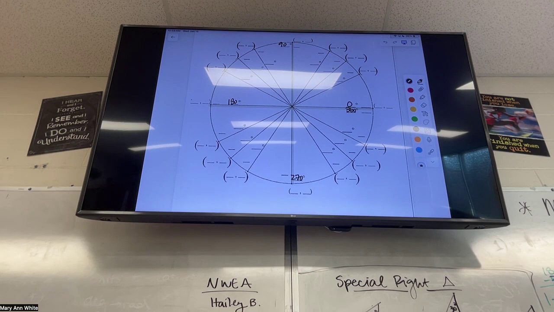Okay, what did we do next? What's another thing that we can do? Avery, keep going. I did the 30s. So I added 30 to 0 to get the one right above it. Good. And then I subtracted 30 from 180 to get 150. Good. And then I added 30 to 180 to get 210. And then subtracted 30 from 360 to get 330.